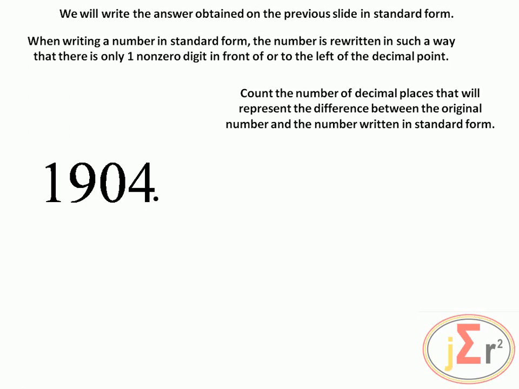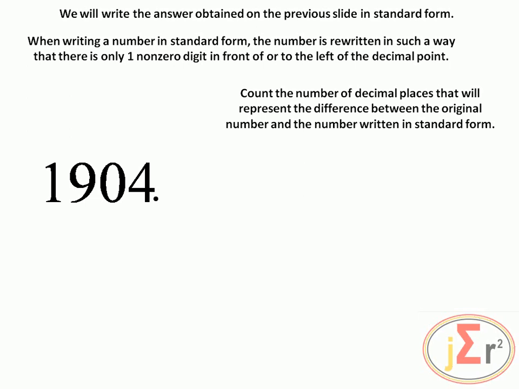Remember now that when we are writing in standard form, only one non-zero digit should be to the left of that decimal point. Therefore, there should be an adjustment in the number. So, in order to make that adjustment, we will count the number of decimal places that will represent the difference between the original number and the number written in standard form.